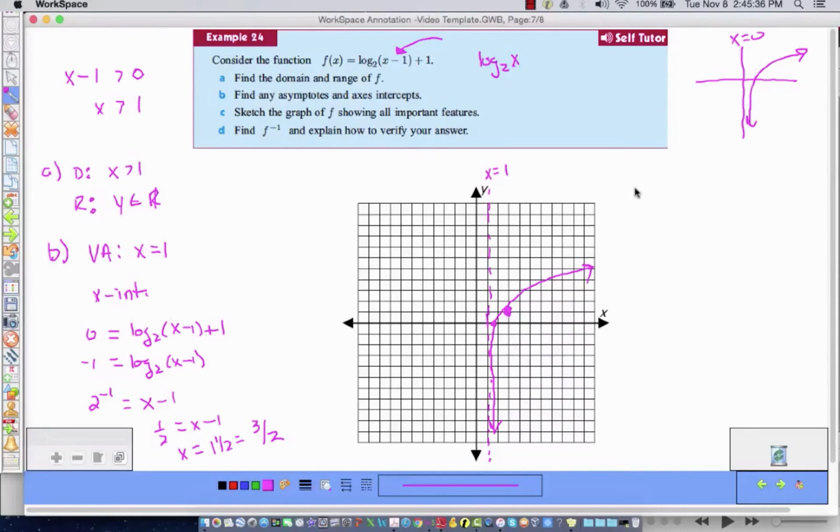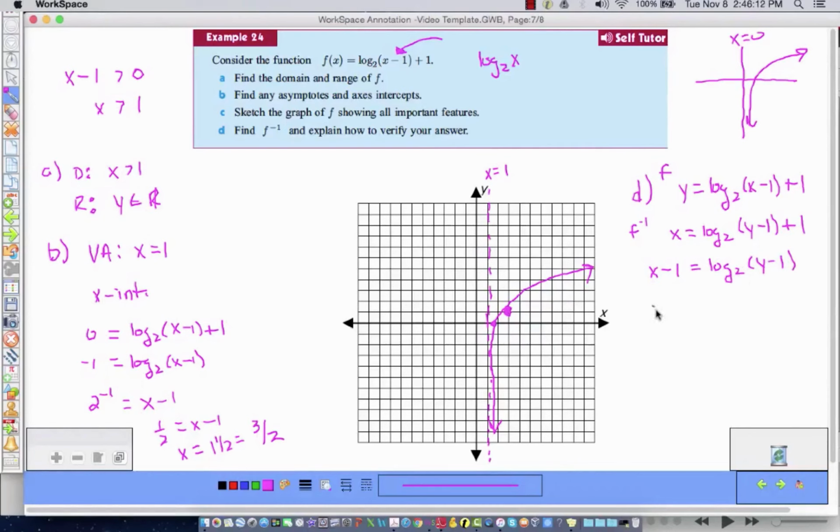Okay? So now D, they want us to find the inverse. Well, we have y equals log base 2 of (x minus 1) plus 1. So that's for f right there. So for the inverse, we switch. x equals log base 2 of (y minus 1) plus 1. And we are going to subtract 1 from both sides. x minus 1 equals log base 2 of (y minus 1).